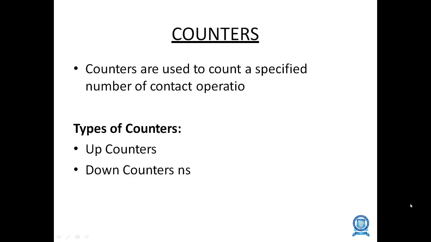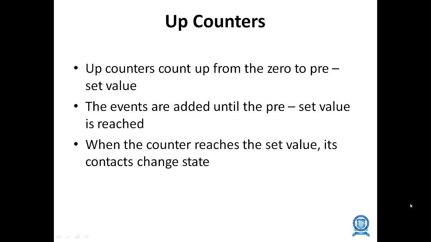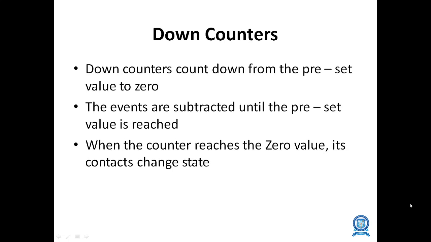Counters. Counters are used to count a specified number of contact operations. Types of counters: up counters and down counters. Up counters count up from 0 to the preset value. The events are added until the preset value is reached. When the counter reaches the set value, its contacts change state.